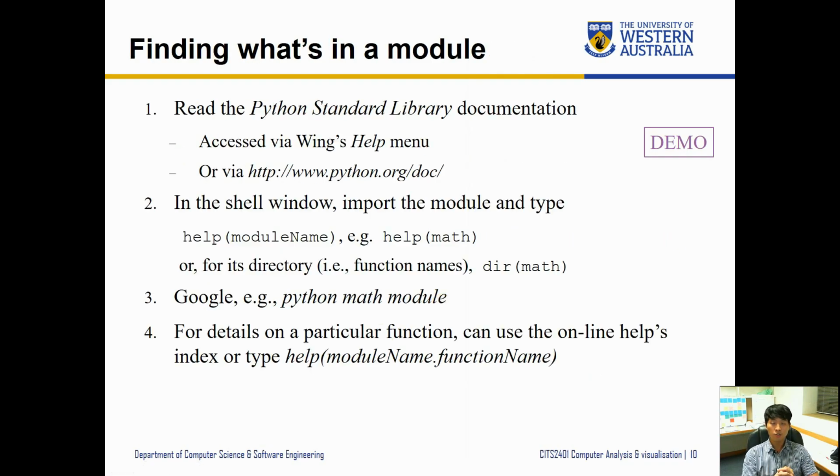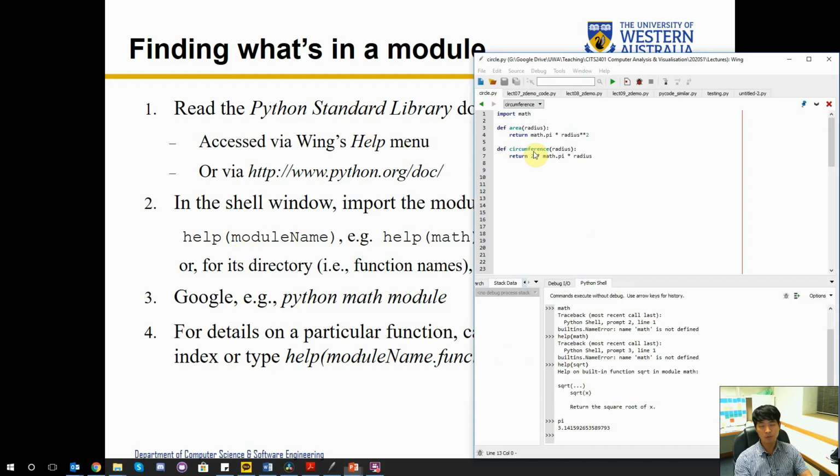As I showed you before, finding what's in a module is very easy. You can look at its documentation by looking at the help menu. You just type help, open the bracket and pass in the module name. But you can also look at the Python documents online, the Python manual, Python websites and all that stuff.